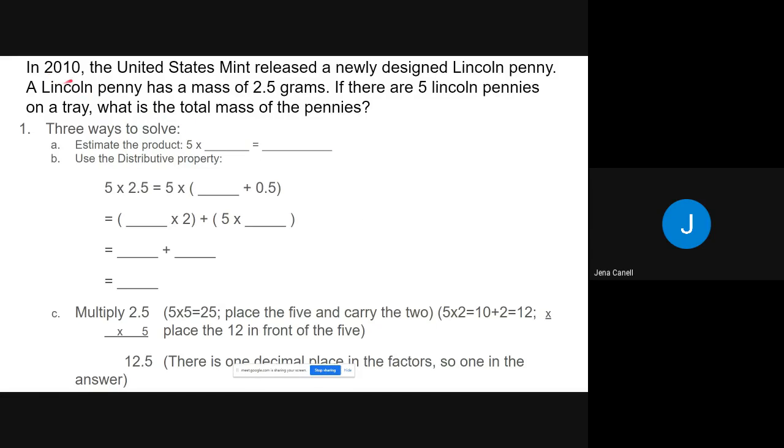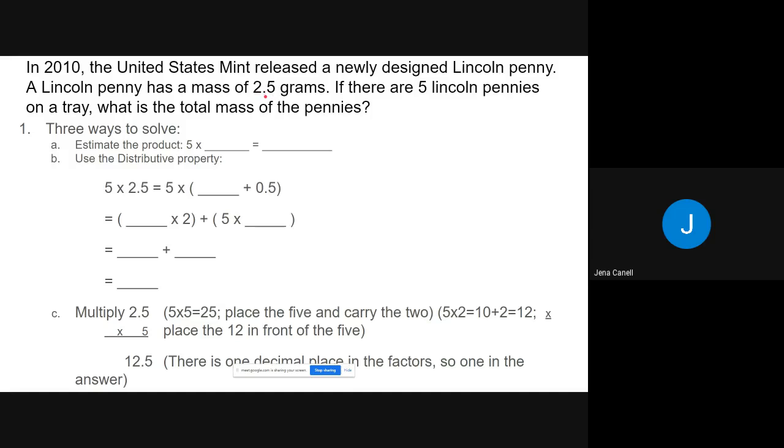So the question says, in 2010, the United States Mint released a newly designed Lincoln penny. A Lincoln penny has a mass of 2 5/10 grams. If there are 5 Lincoln pennies on a tray, what is the total mass of the pennies? So it shows three different ways to solve. It says to estimate the product. So we have 5 Lincoln pennies times 2 5/10 grams.